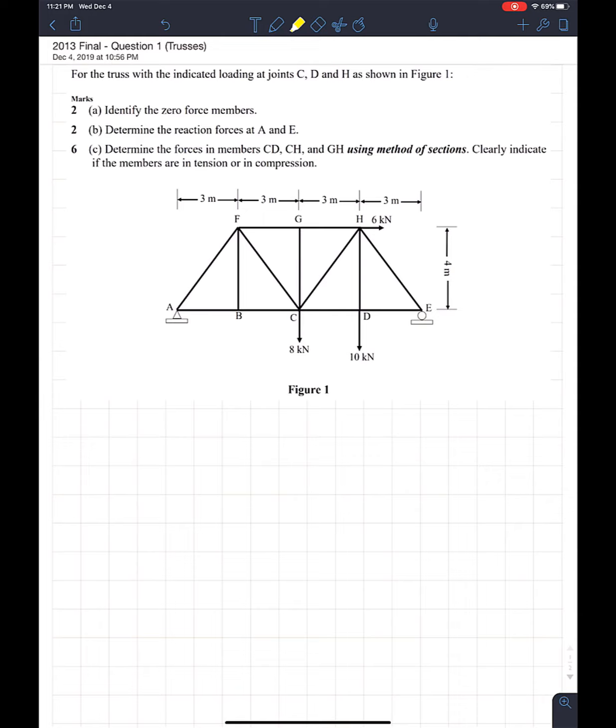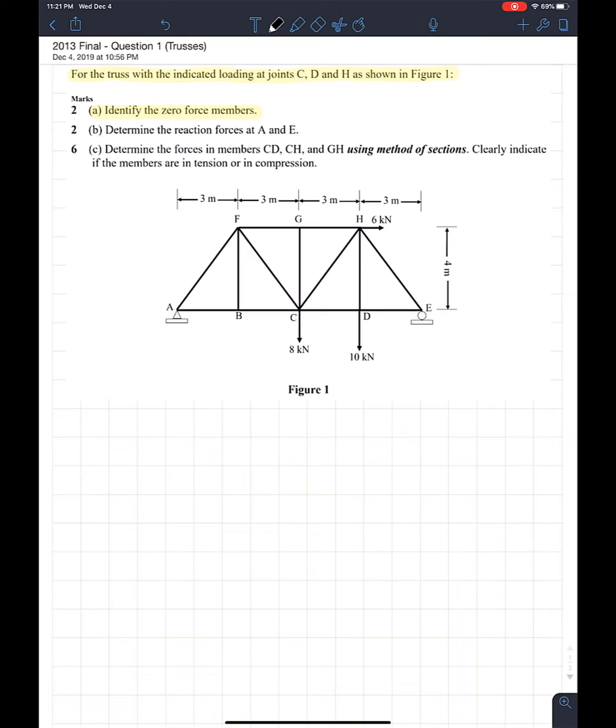So for this question, it's quite simple, and it states, for the truss with the indicated loading at joints C and D and H, as shown in figure 1, A, identify the zero force members. So we're going to go through these one by one, but this is a very, very typical truss question. It's always going to be identify the zero force members first. It's kind of what they like to do, because for some reason, I don't know why, zero force members seem to be the hardest with students.